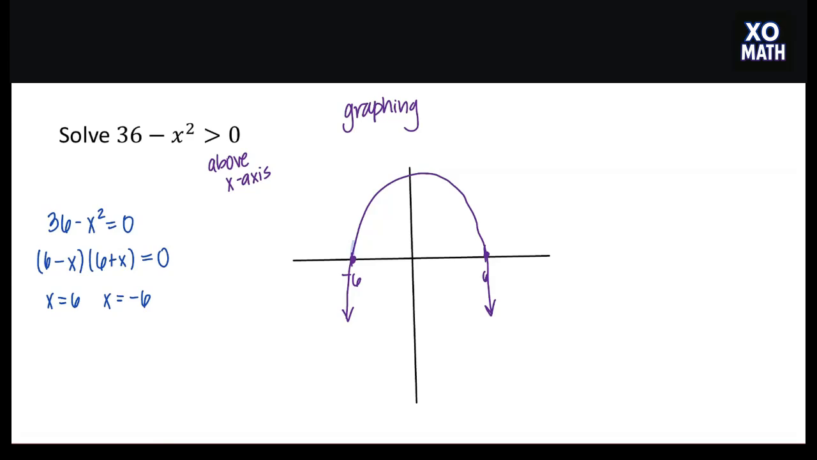So that's going to happen between the x values of negative 6 and 6. So not including those values, because that's where this function is equal to 0 or on the x-axis. I want to find all the x values that put my graph above the x-axis. So this is an interval of values as an answer, and it's the interval x values between parentheses negative 6 to positive 6.